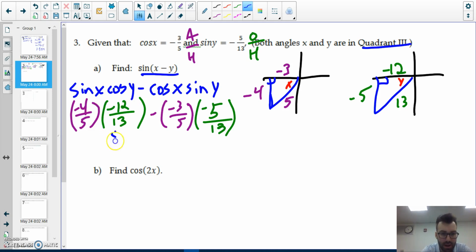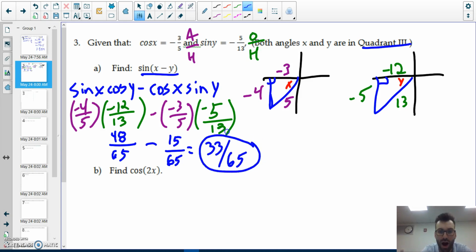It's a negative times a negative, so this 48 is going to be positive. And then 5 times 13, 65. Negative times a negative again. Alright, the subtraction here stays the same. -3 times -5 gives me positive 15 over 65. I've got my common denominator, so just subtract: 33 over 65.